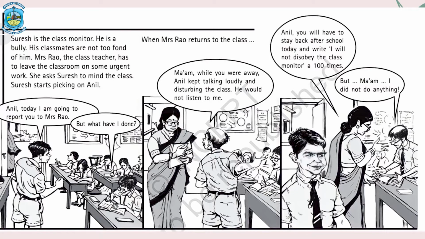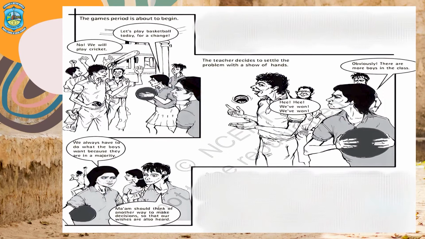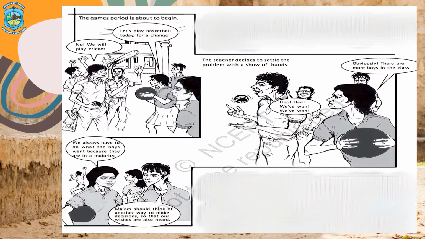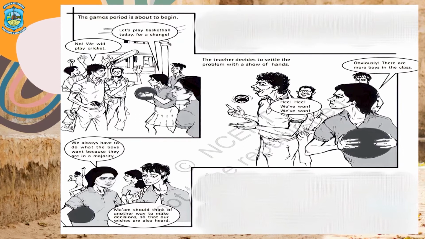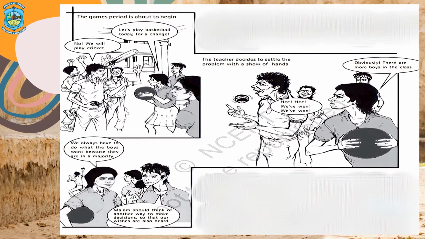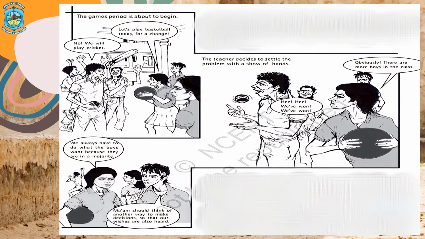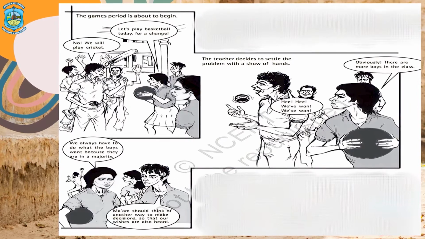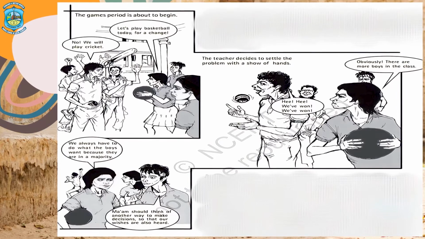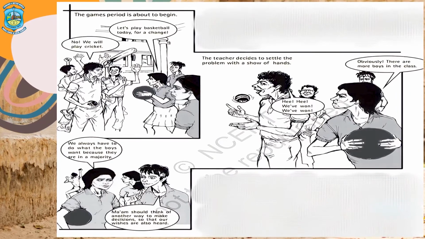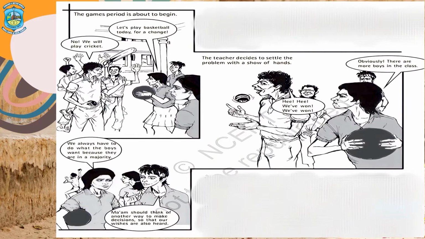Another function of the constitution is that the dominance of the majority over the minority is prevented. Let's understand this with another example. Here is again a scene of a classroom or playground where the children are playing. The girls wanted to play basketball, but the boys are more in number, so they opt for cricket. The teacher decided to settle the problem with a show of hands. Obviously there are more boys in the class, so the majority wins. Here, the teacher is not able to fulfill the needs and demands of the minority.